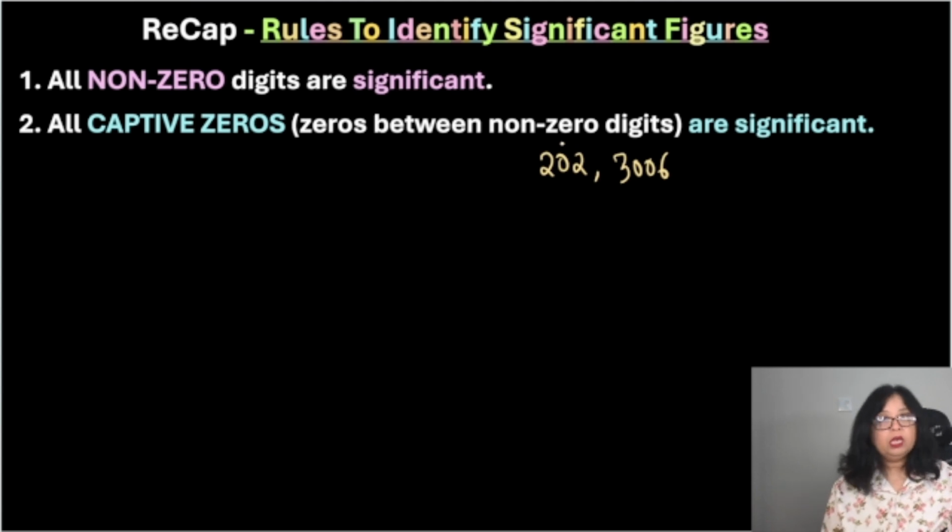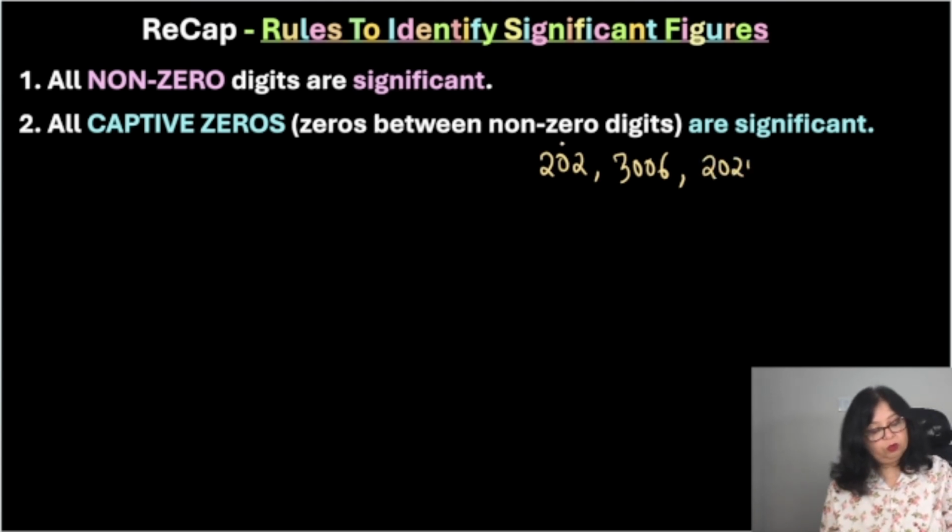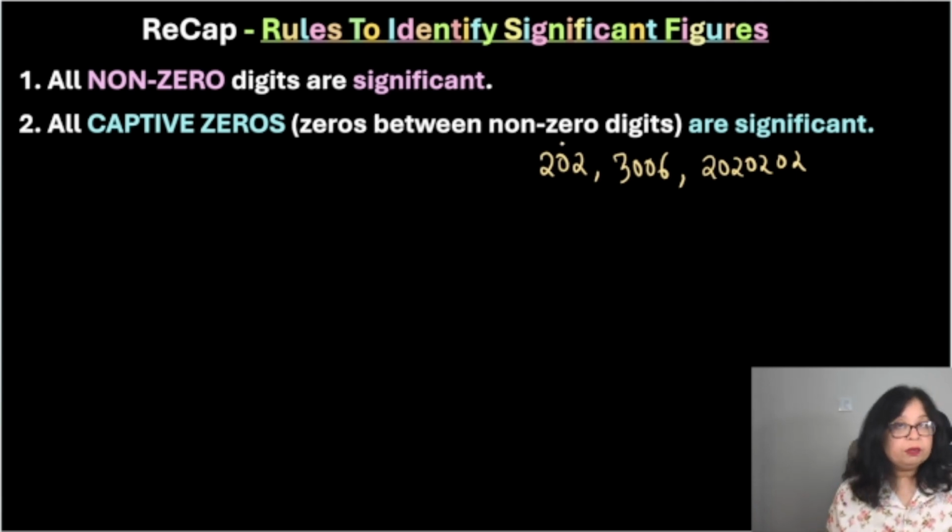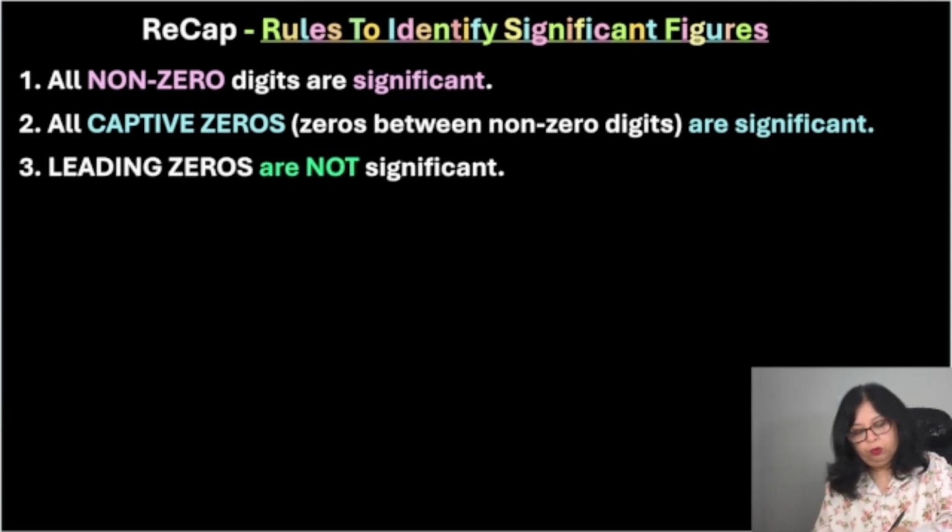3006. There are 2 captive zeros. And 3006 has 4 significant figures. 202002. There are how many captive zeros here? 3. And total number of sig figs? 1, 2, 3, 4, 5, 6, 7. 7 sig figs here. Rule number 3.